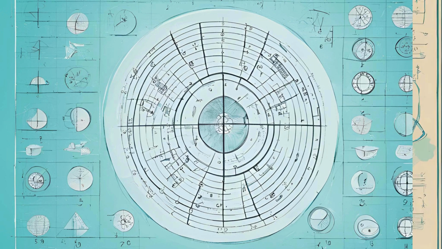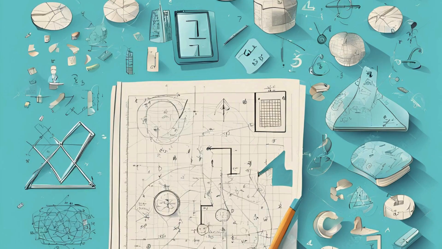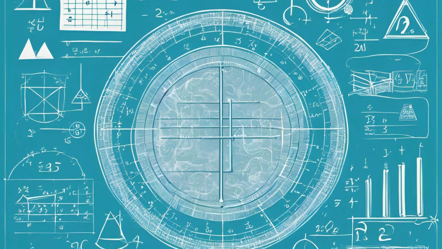Bring it on. First question, what are the factors of 24? Okay, so factors are numbers that divide evenly into 24. Right. So we've got 1, 2, 3, 4, 6, 8, 12, and 24. Exactly.